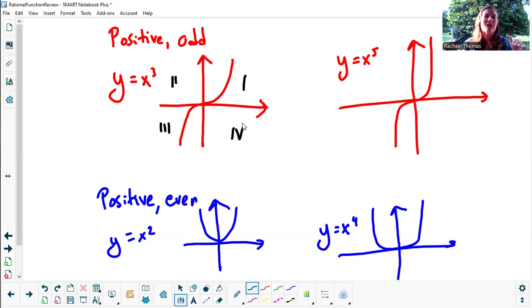Y equals x to the 4th is not a parabola. A parabola is very specific in its exact shape, but x to the 4th does have that both branches go up thing. It's just a little flatter at the bottom than a parabola.